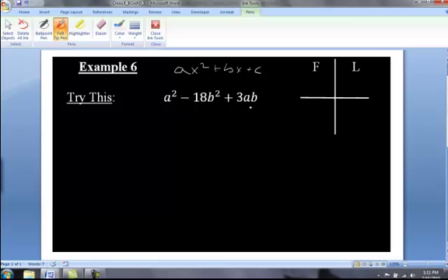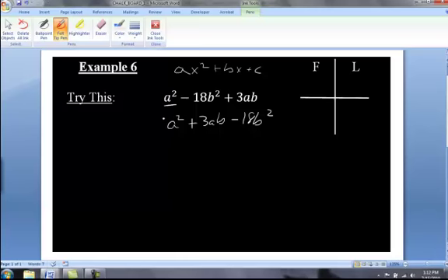This one is not quite in descending order because if you have more than one variable, it has to be in descending order by the letter that comes first alphabetically. So it should be in descending order by the variable a. So we'd have a squared, and then we're going to pick out the one that has a to the first, which is positive 3ab minus 18b squared. So remember, if there's two variables, you have to put in descending order by the variable that comes first alphabetically. So it would be a squared, a to the first, and then the term with no a in it. So this would be correct order, in descending order.